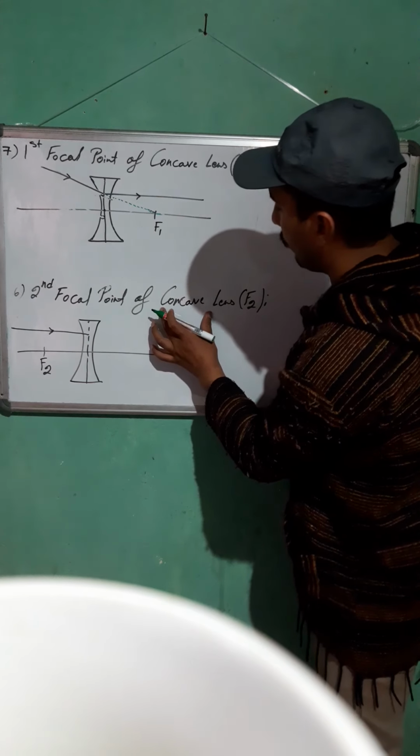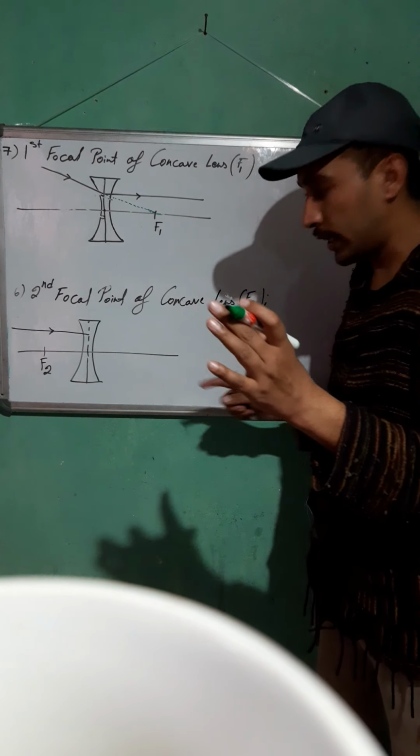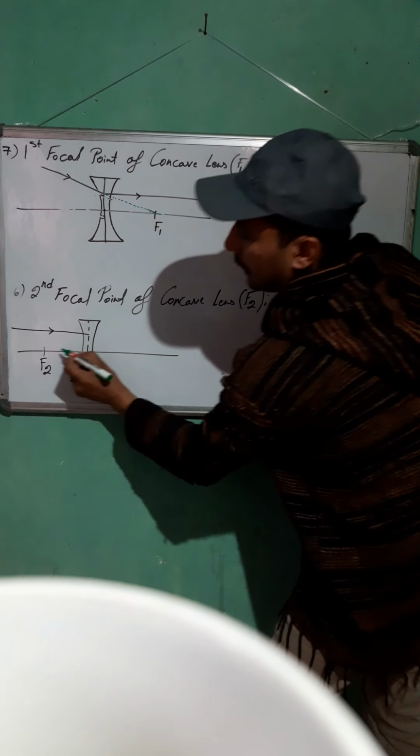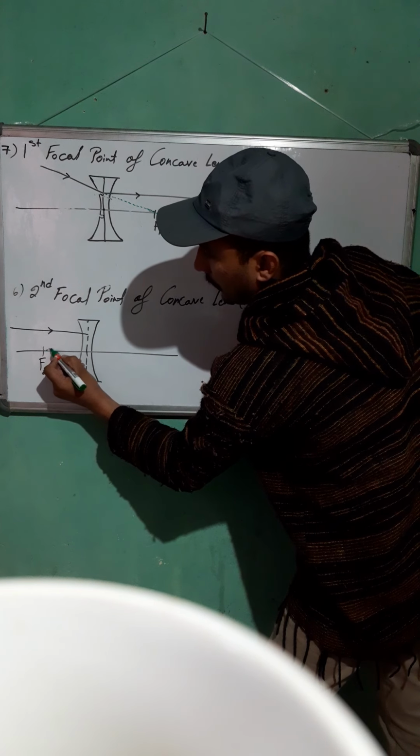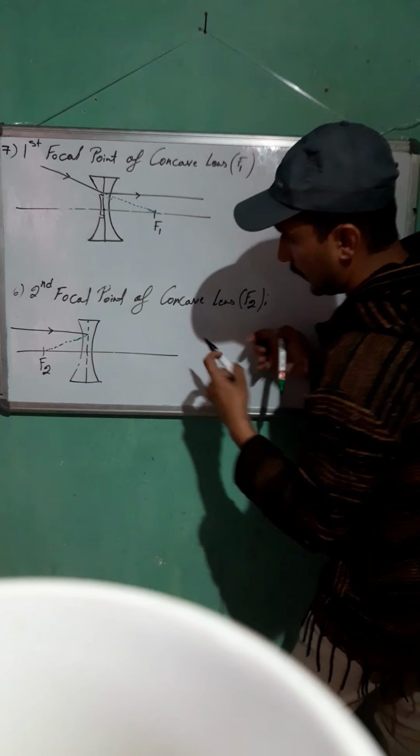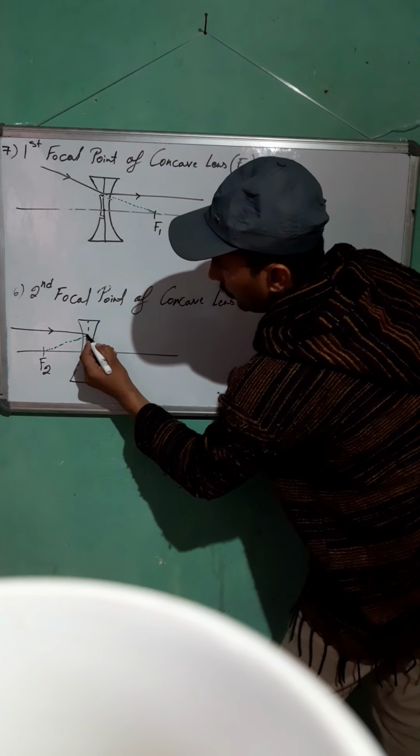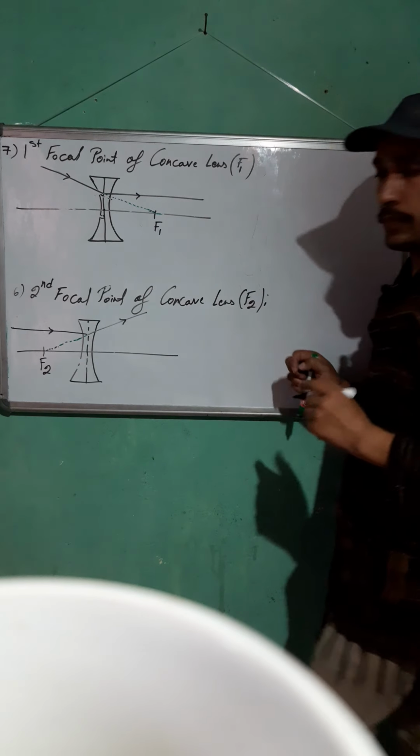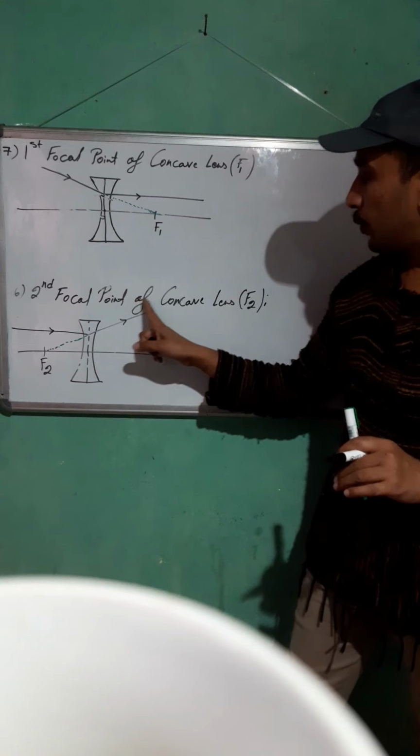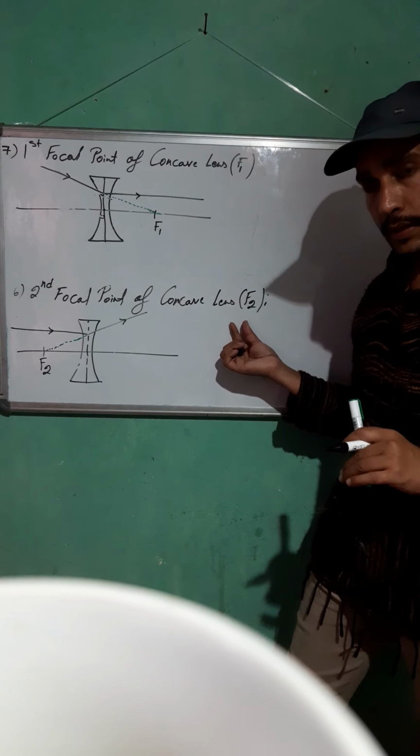Divergence: a concave lens is a diverging lens. So the light diverges. Through which point? This point. From here it diverges. Keep the scale, straight along this line, it diverged like this. So F2, the second focal point of a concave lens.